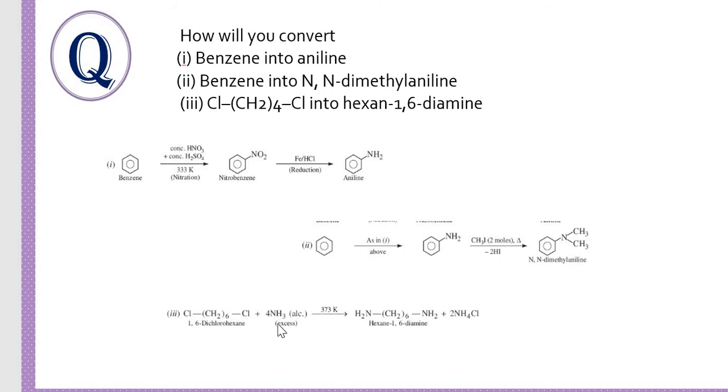Or directly also we can do ammonolysis. If the carbon chain is increasing from 4 to 6, then we have to introduce the CN group, so we have to react with ethanolic NaCN. And if the number of carbons is the same on both sides, then we can directly do ammonolysis.